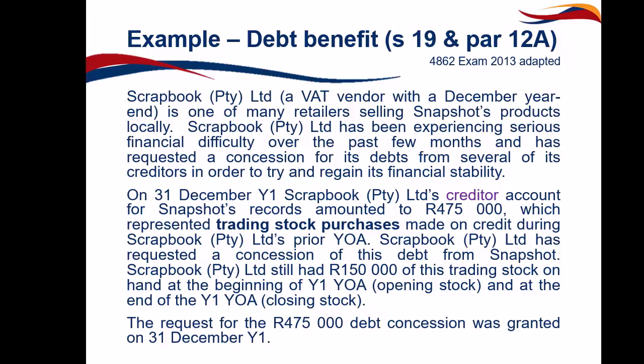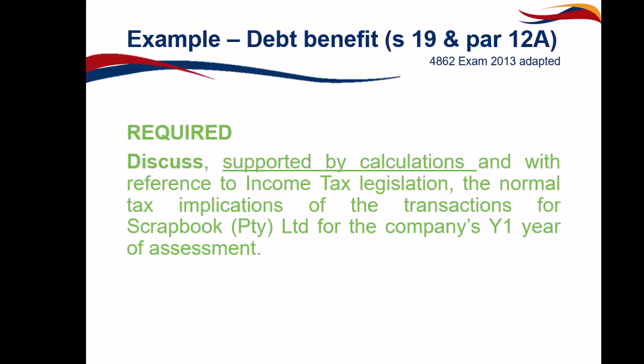But first, I want to look at the requirement so that I know what is expected. Supported by calculations and with reference to the income tax legislation, normal tax implications of the transaction for Scrapbook Pty Limited for the company's current year of assessment. We can see that the focus of this question is on discussion, but there are some calculations that we need to do to support that discussion. And most importantly, we are told that you also need to provide section references.